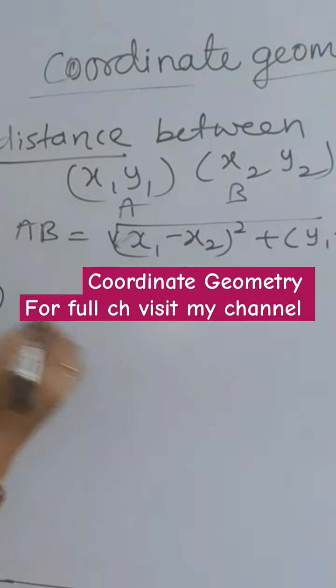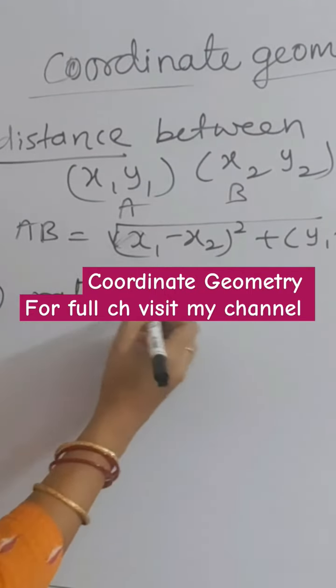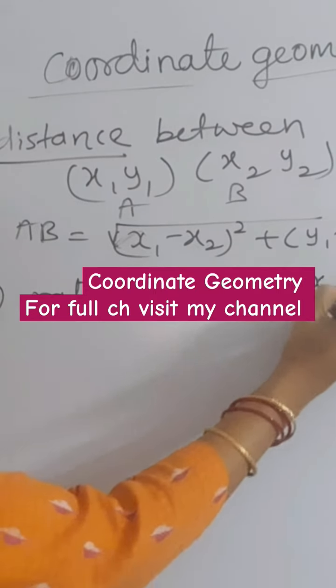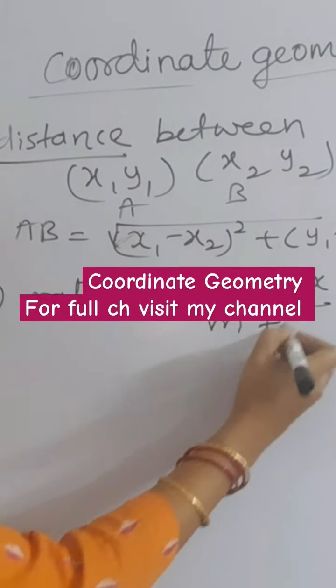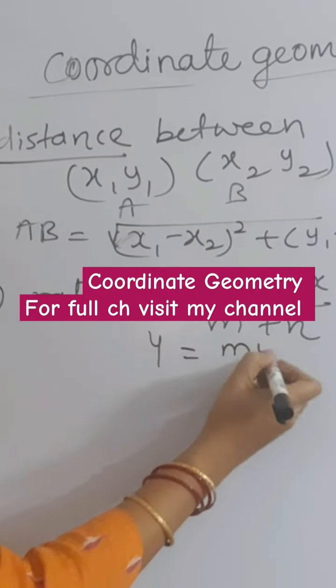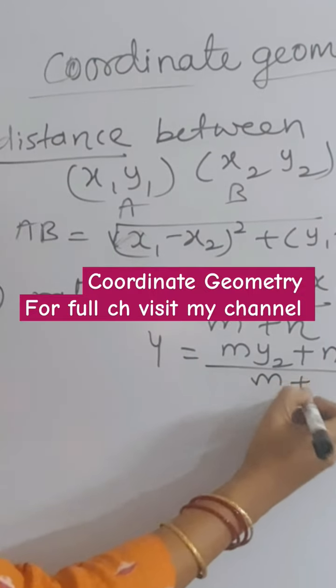Now the second formula, where they can ask to find the ratio. For the ratio we have the formula (m x2 plus n x1) upon (m plus n). That is when we are finding capital X. And for capital Y, (m y2 plus n y1) upon (m plus n).